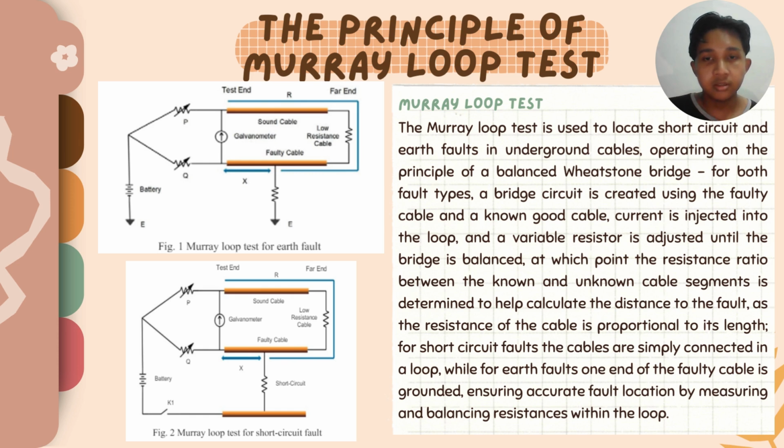As the resistance of the cable is proportional to its length, for short circuit faults, the cables are simply connected in a loop, while for earth faults, one end of the faulty cable is grounded, ensuring accurate fault location by measuring and balancing resistances within the loop.